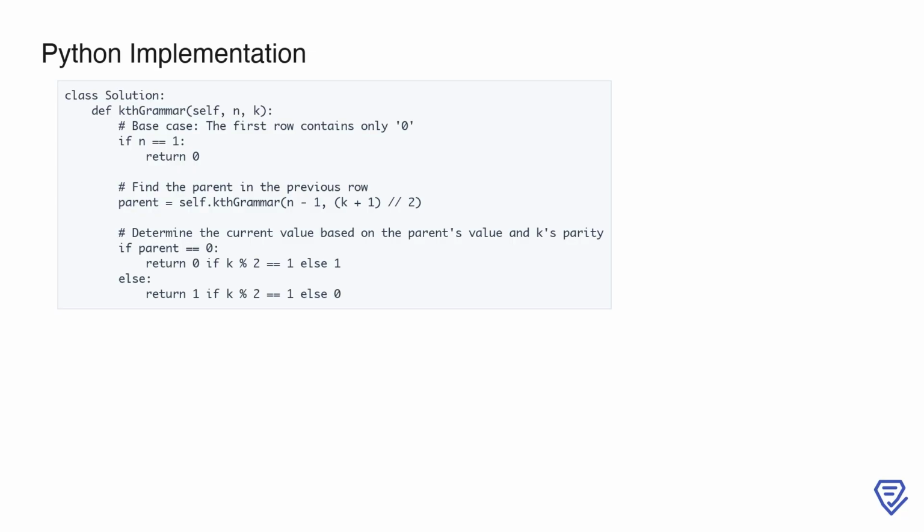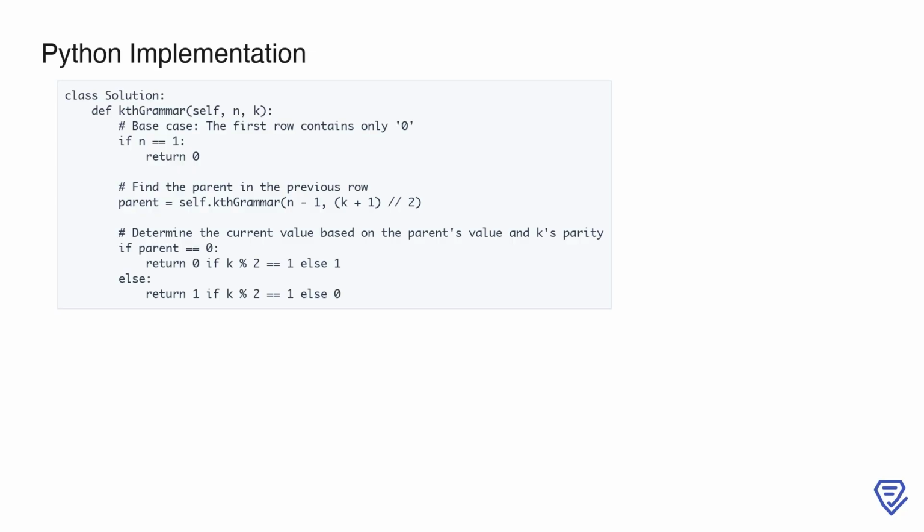Line by line explanation. 1. The kthGrammar function is defined as part of the Solution class. It takes n, the row number, and k, the position in the row, as inputs. 2. The base case handles the simplest scenario, when n equals 1. Since the first row always contains only 0, the function directly returns 0.